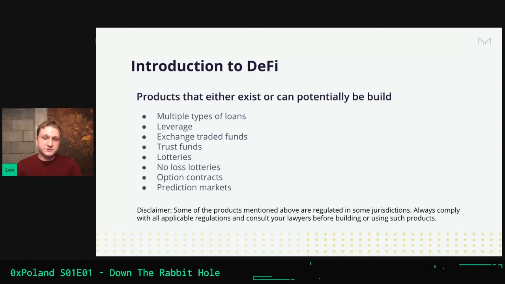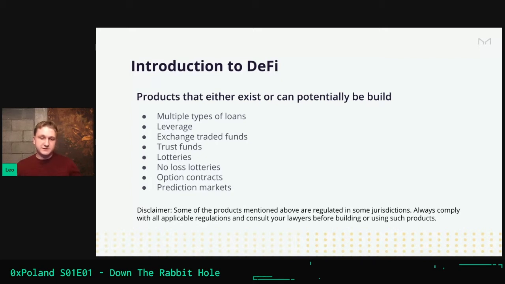You can build exchange traded funds. You can pool some assets into baskets and trade them together. You can build trust funds because you can add any constraints on how the money can be spent and how the assets are managed. You can build lotteries for people to gamble. You can build no-loss lotteries.